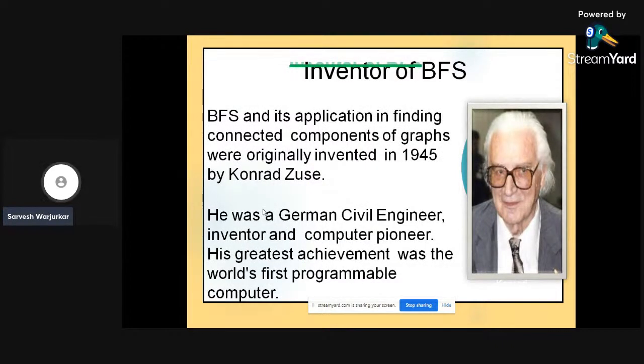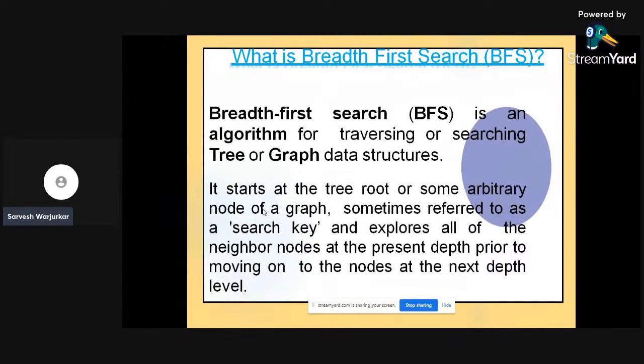The inventor of BFS is Konrad Zuse, a German civil engineer and computer pioneer. His greatest achievement was the world's first programmable computer. This German civil engineer, Mr. Konrad Zuse, developed the first programmable computer.